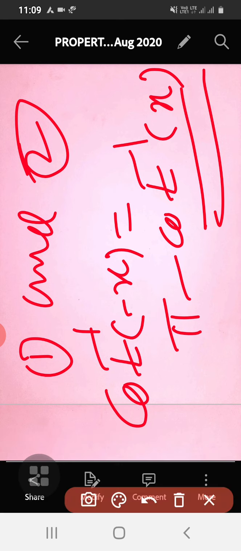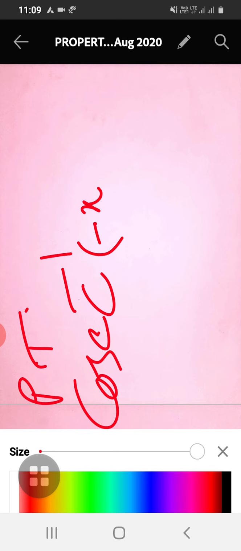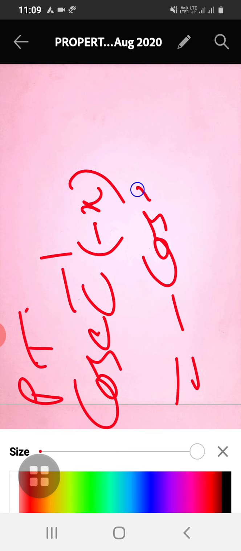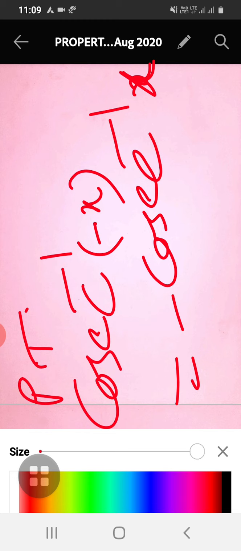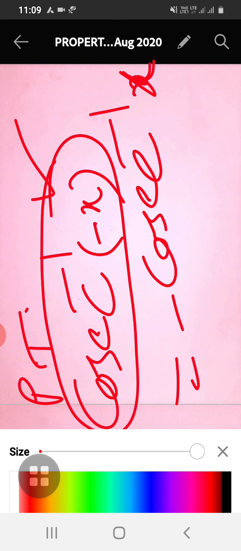Okay, let us go for the next property. Prove that cosecant inverse of minus x is equal to minus cosecant inverse of x. So here we have to prove that cosecant inverse of minus x is equal to minus cosecant inverse x. So let us take this one in the first step.